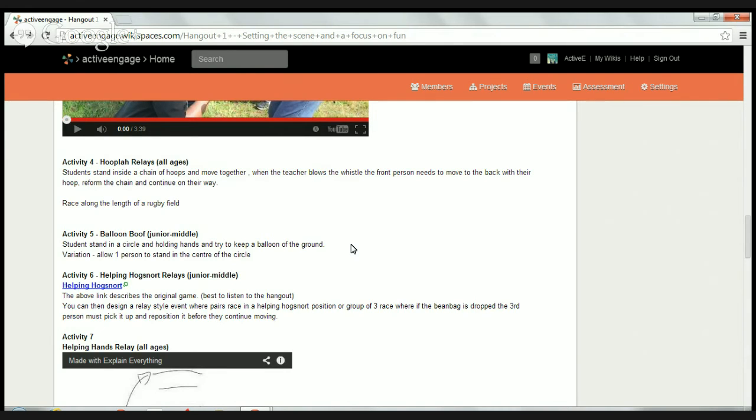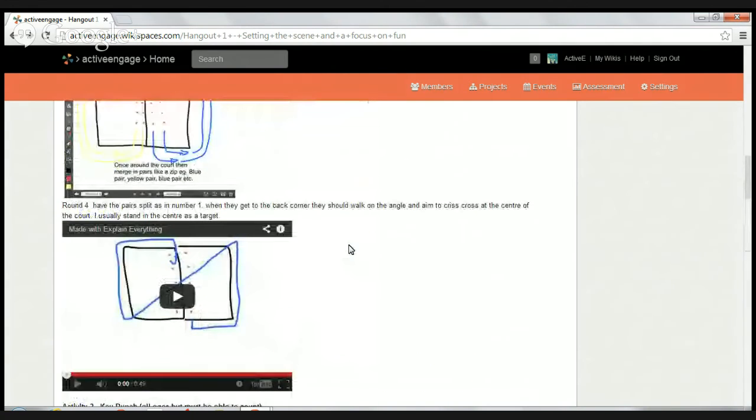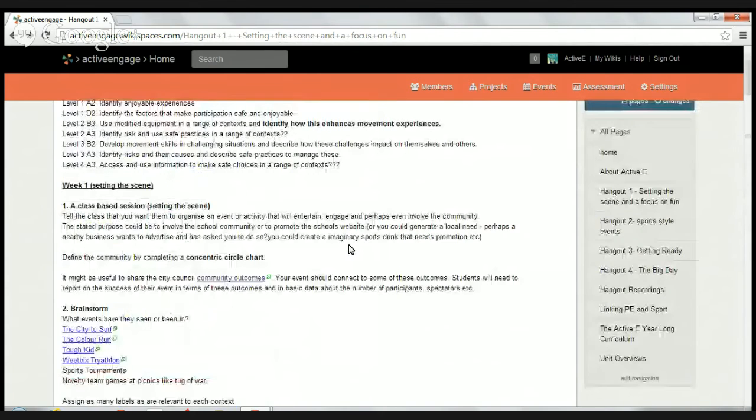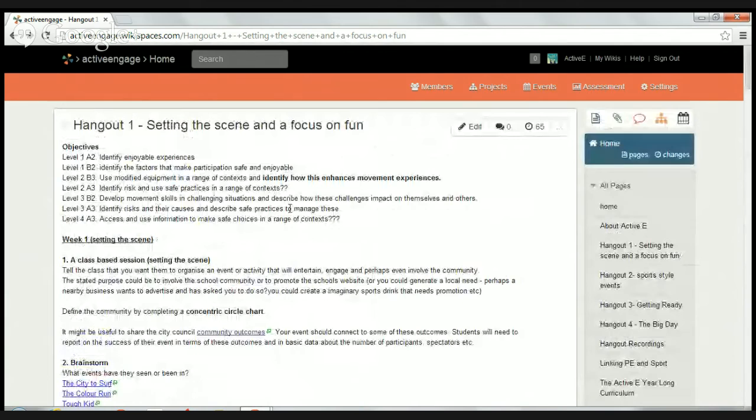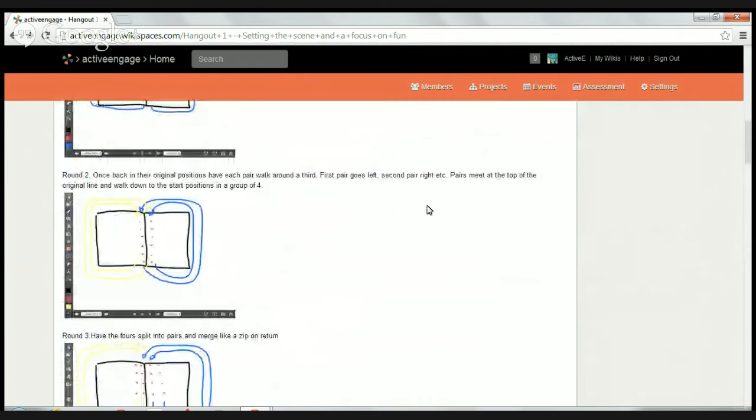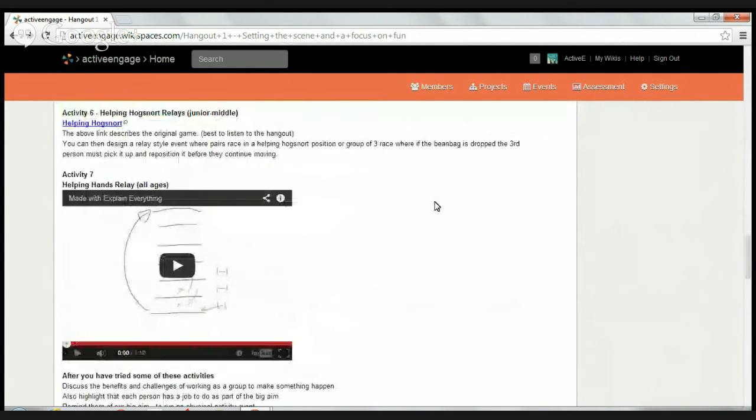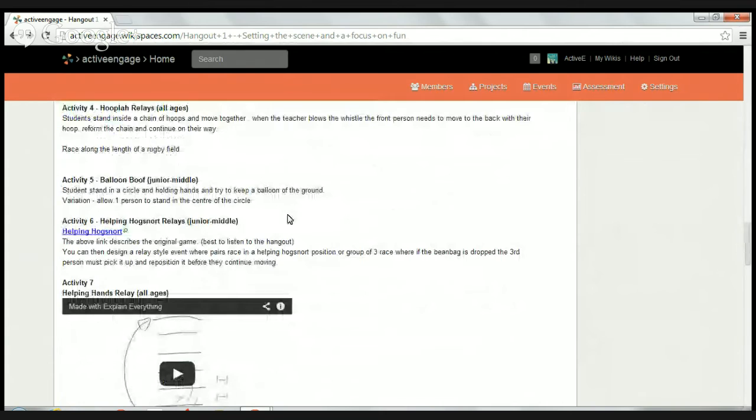And when you come up and reflect on the task, if you come up to have a look at the objectives, you are developing some movement skills, and then you're describing how this particular activity impacts on themselves and others. Okay, so a slightly unusual little game. Helping Hog Snort is quite simple.